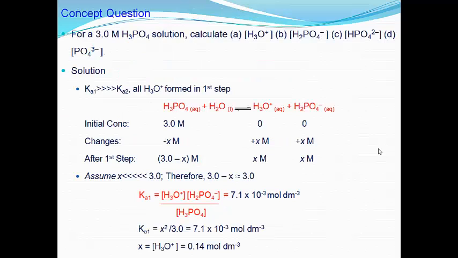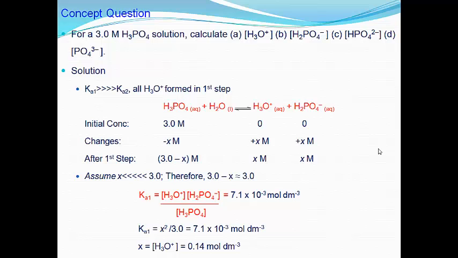So let us explore this concept by looking at this question. For a 3 molar H3PO4 solution, calculate A, the concentration of H3O+, B, the concentration of H2PO4-, C, the concentration of HPO4 2-, and D, the concentration of PO4 3-.